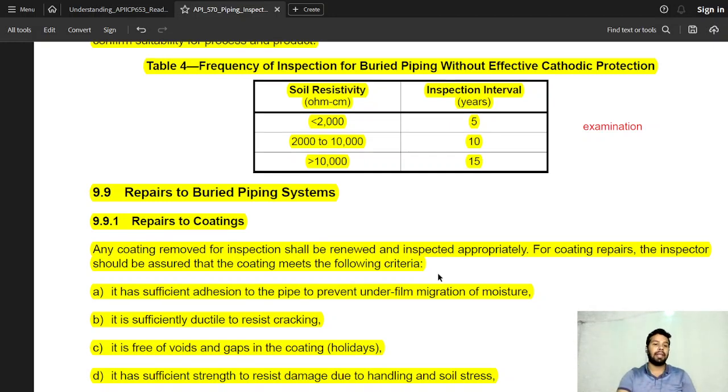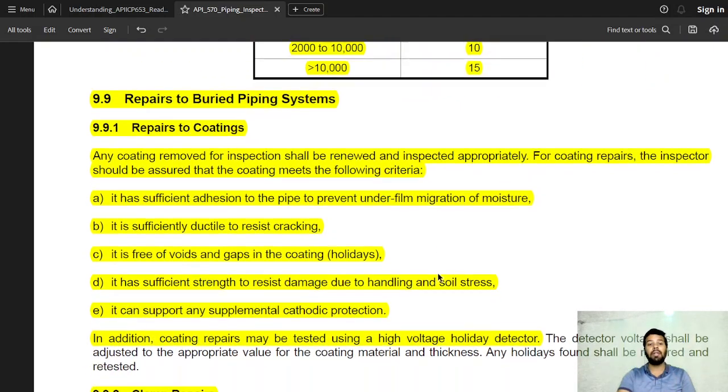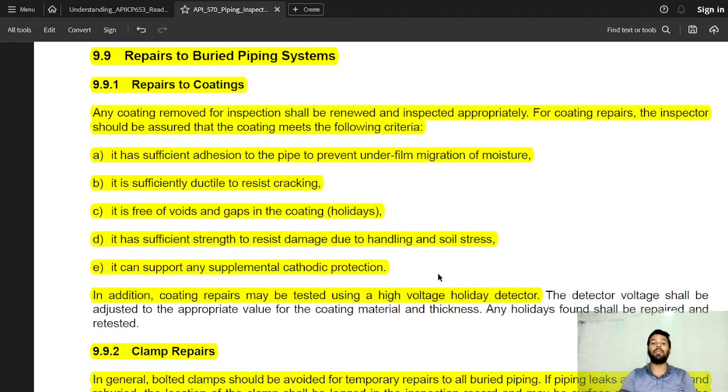Okay. Next is repair to the buried piping systems. The repair to the coatings. Any coating removed for the inspection shall be renewed and inspected appropriately. For coating repairs, the inspector should assure that the coating meets the following criteria. It has sufficient adhesion to the pipe to prevent the under film migration of moisture, so it should properly stick to the substrate. It is sufficiently ductile to resist cracking.